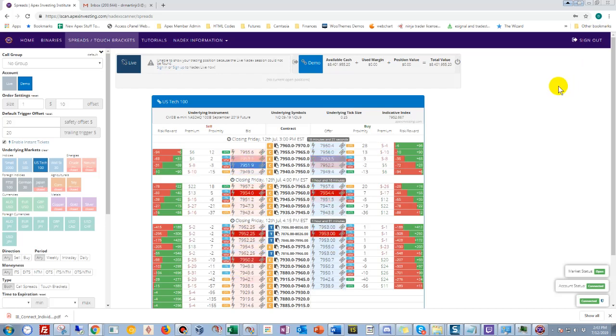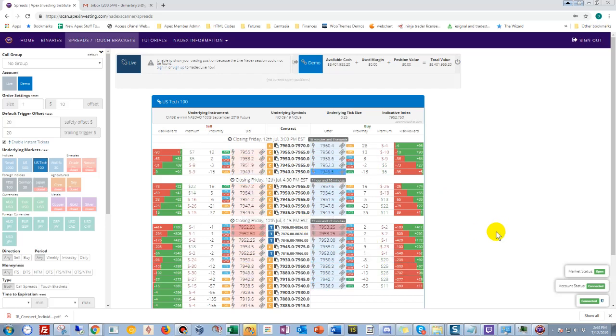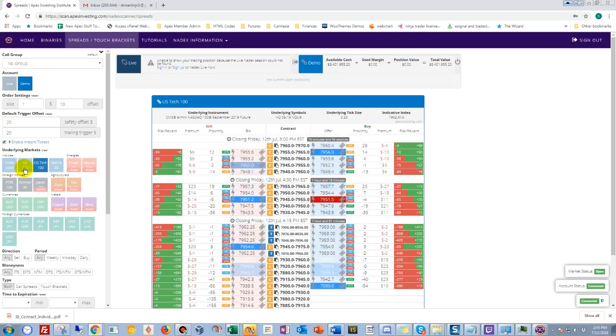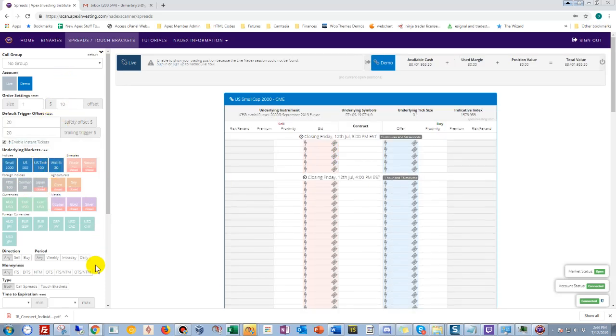So one of the things I want you to see is that we have spreads and touch brackets in the same area. Over on Nadex, you have to go in and look at the spreads and touch brackets separately. You also have to look at different expirations, 3 o'clock, 4 o'clock, 4:15, however many there may be, right? And you can only look at one market and one expiration at a time on Nadex. Over here, we can look at the touch brackets on multiple markets at a time.